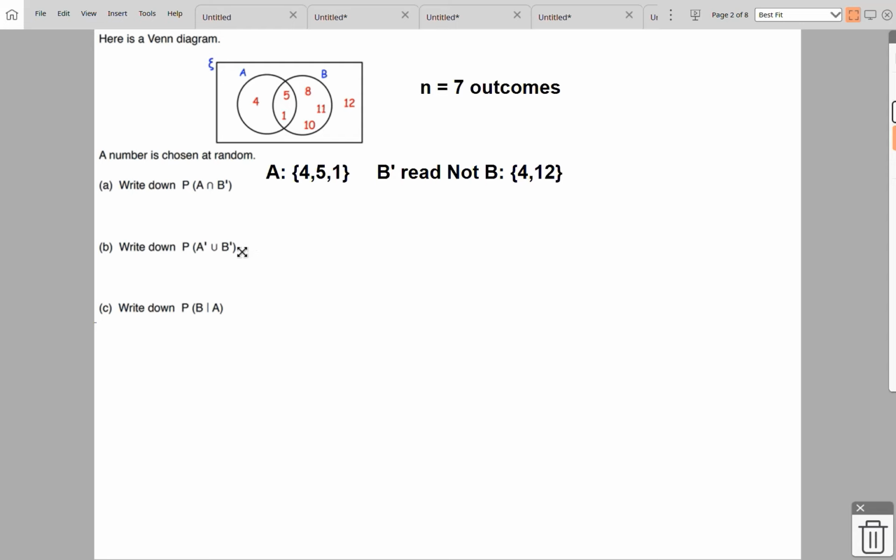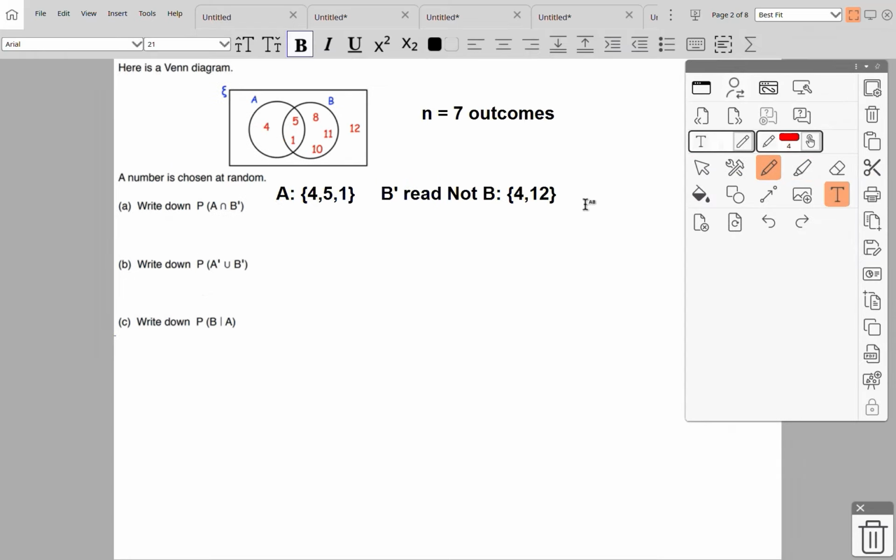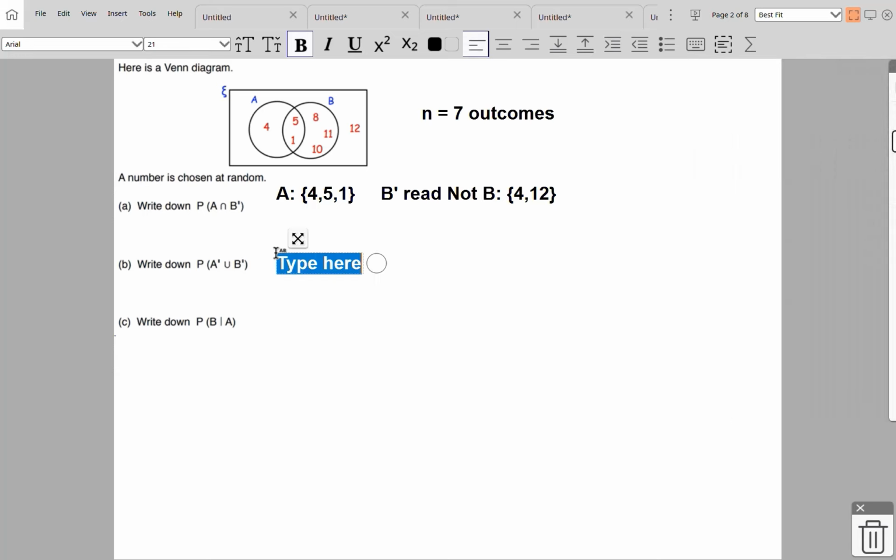Write down the probability of not A and not B. Okay, and that's or. This is not A or not B. So not A is going to be an 8, an 11, a 10, and a 12. And not B, because of the prime notation, is going to be a 4 and a 12. Now this is an or statement. An or statement is everything that's in both.